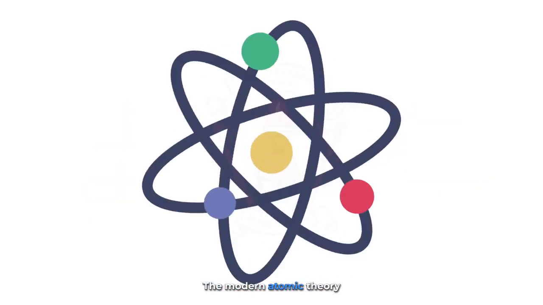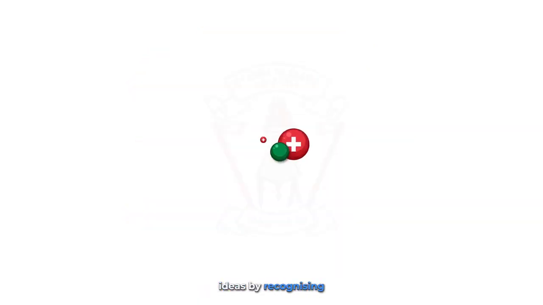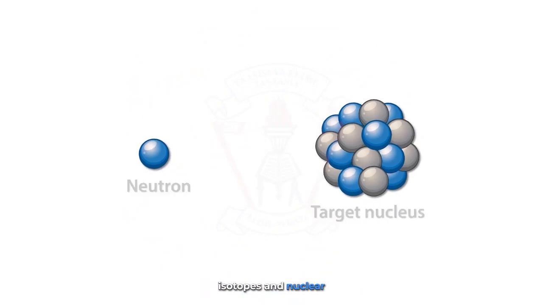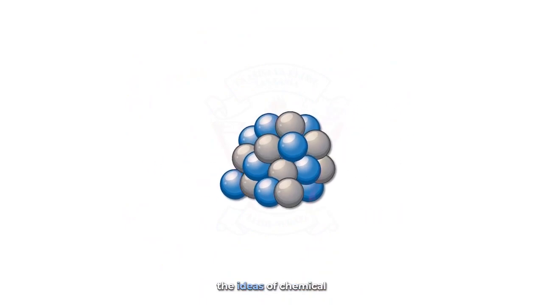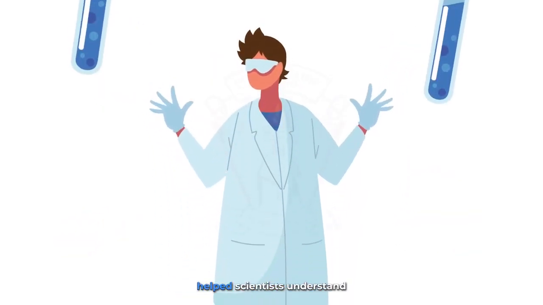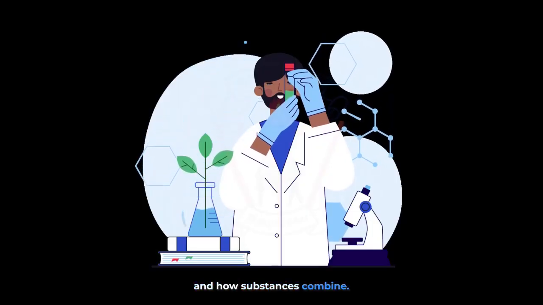The modern atomic theory builds on Dalton's original ideas by recognizing subatomic particles, isotopes, and nuclear reactions while retaining the ideas of chemical combinations and reactions. Dalton's discovery thus helped the scientists understand chemical reactions and how substances combine.